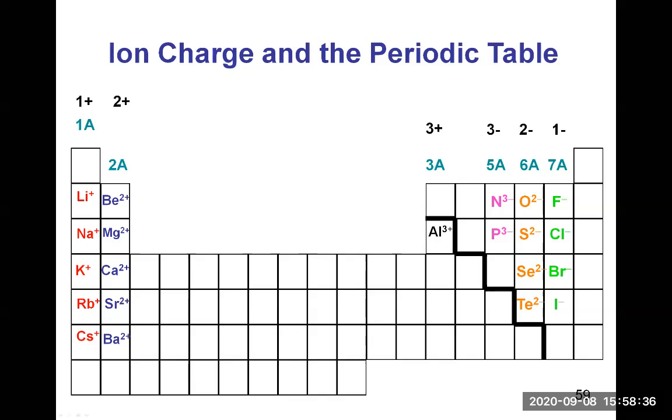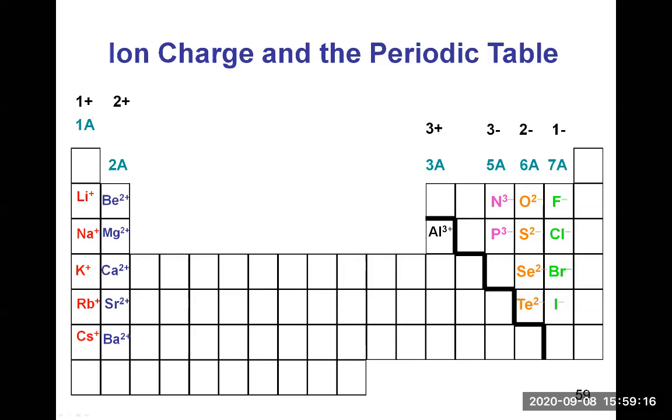Then for the non-metals that are on the right side of the periodic table, notice how the noble gases, helium, neon, argon, krypton, xenon, and radon, they do not make ions. These are inert, which means they never tend to react. They stay as single atoms. So they don't make ions. And so halogens in group 7A, 7 minus 8 means they are going to be negative 1 ions. The fluoride, the chloride, the bromide, and the iodide ions.